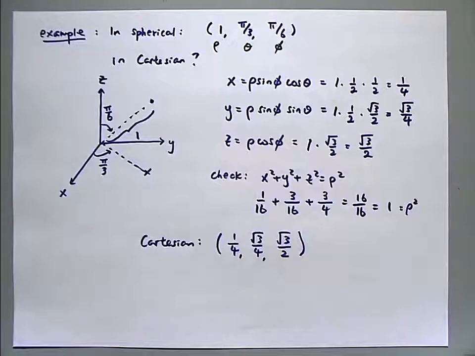All right? Now let's go the other way. Let's start with a Cartesian. Let's go to spherical. This is the more dangerous one because you're recovering angles. And when you're dealing with angles and trig functions, quadrant ambiguity is always there. We've got to be really careful.